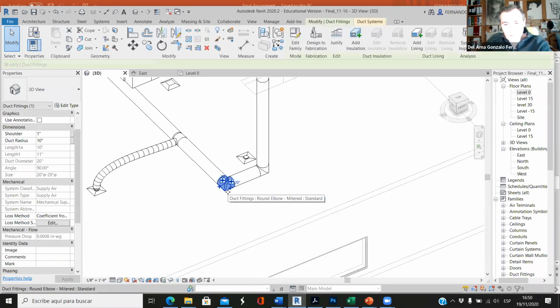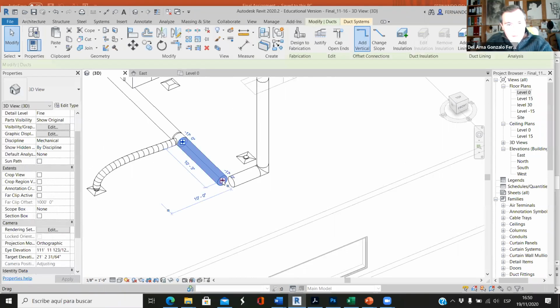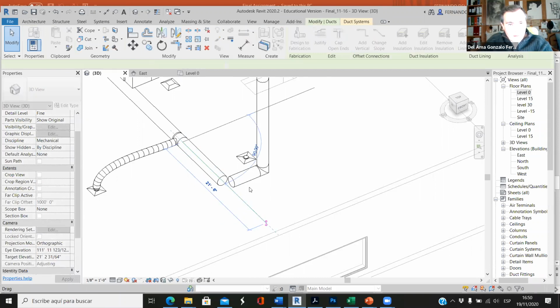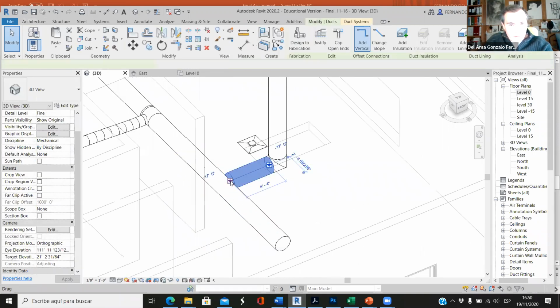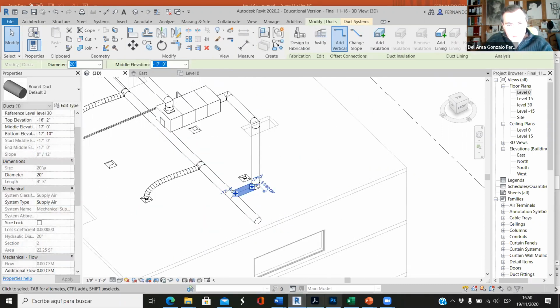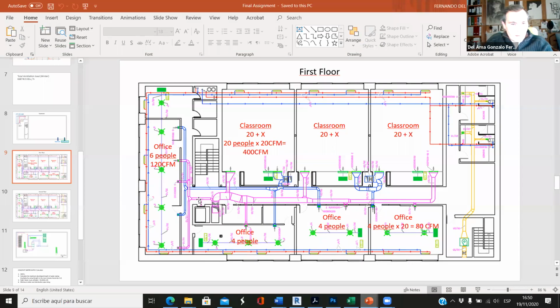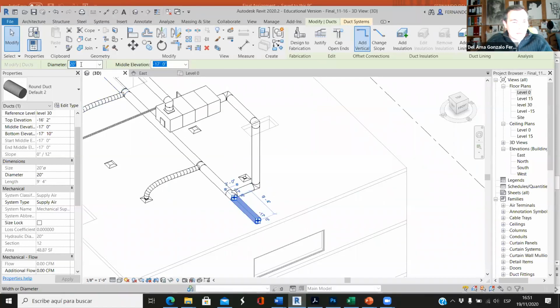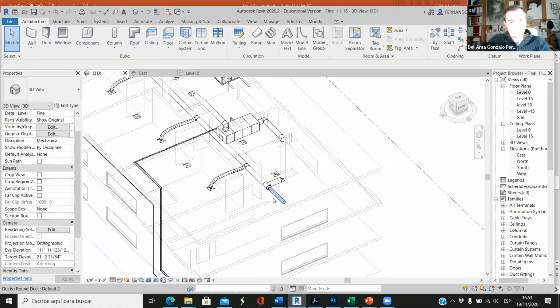This elbow is not working now, so we have to extend this. Then we can connect this to this. We have this T, and if you see this, this branch is thinner than this because the airflow that we have for the office is very little. This has to be very thick because we have the classrooms. Okay, but here we only have the office, so probably we can shrink this one. This is 20. Let's make it 12, and probably it will work. Okay.